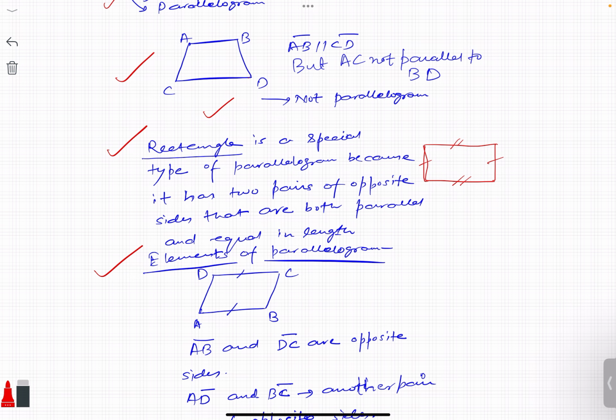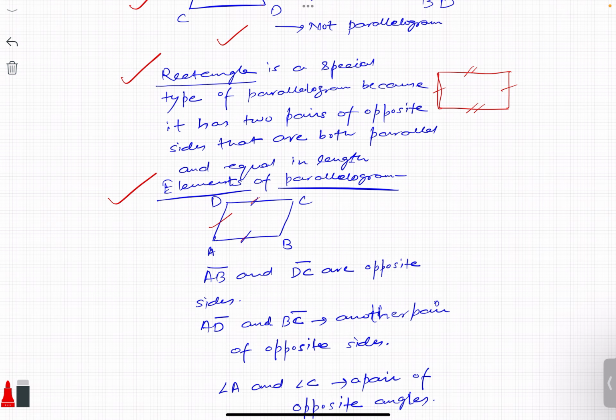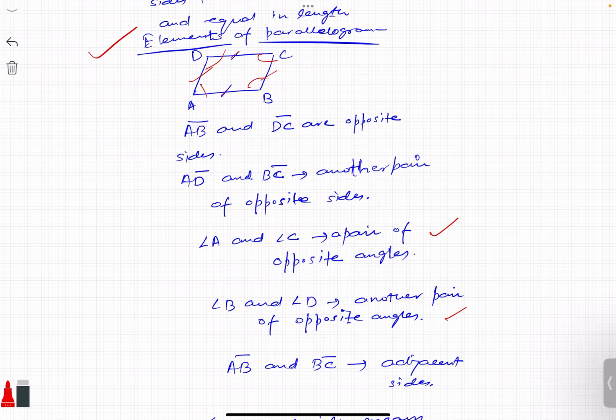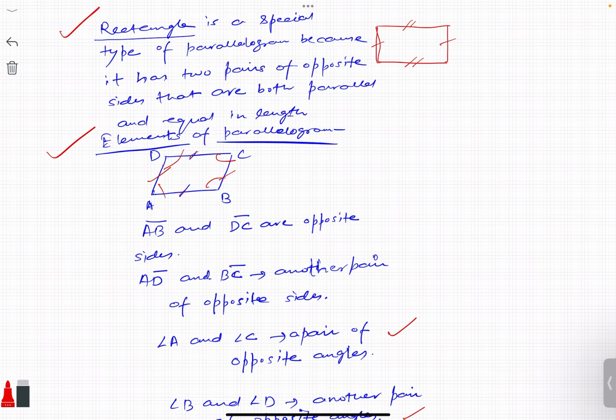In a parallelogram, AB and DC are opposite sides. AD and BC are another pair of opposite sides. Angles A and C are a pair of opposite angles. Angles B and D are another pair of opposite angles. These are the elements of a parallelogram.